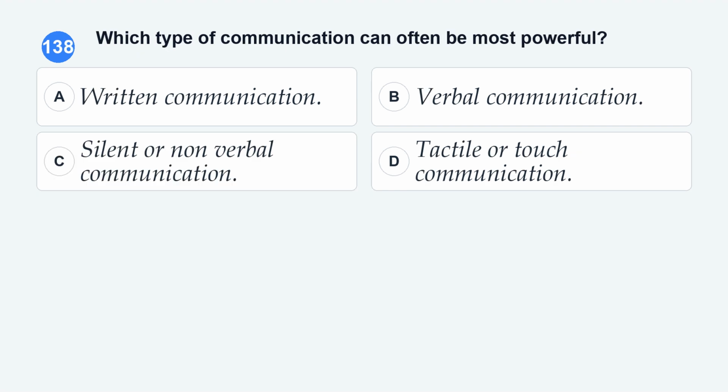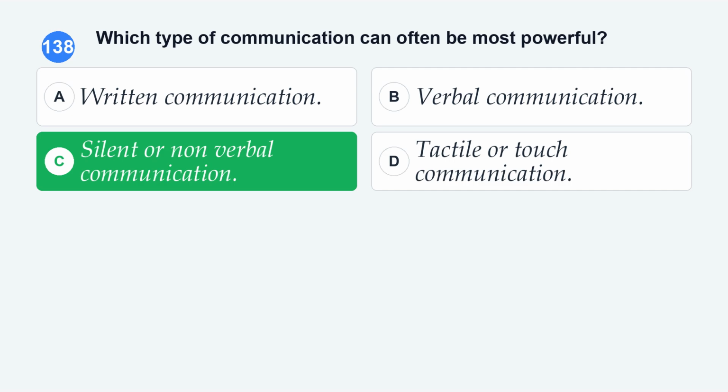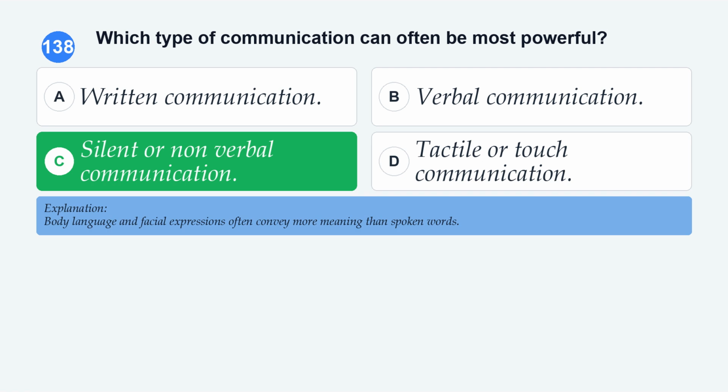Question 138. Which type of communication can often be most powerful? Option A. Written communication. Option B. Verbal communication. Option C. Silent or non-verbal communication. Option D. Tactile or touch communication. The correct answer is option C. Silent or non-verbal communication. Explanation. Body language and facial expressions often convey more meaning than spoken words.